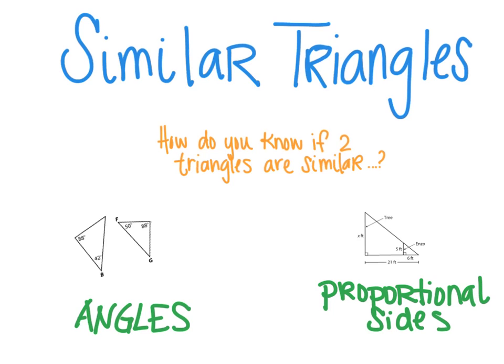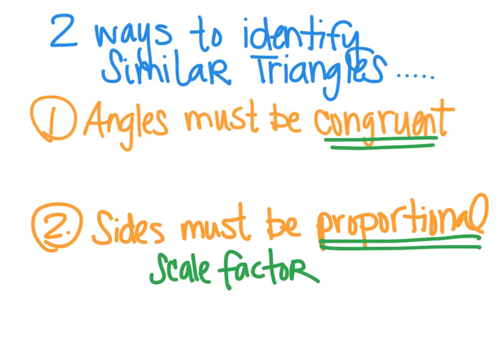So this video is going to tell you guys how to know if two triangles are similar. And the two ways you tell are by looking at the angles or by seeing if the sides are proportional. Step one, you're going to check the angles. If all you get are angle measurements, they have to be congruent.